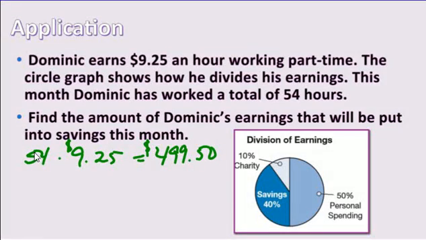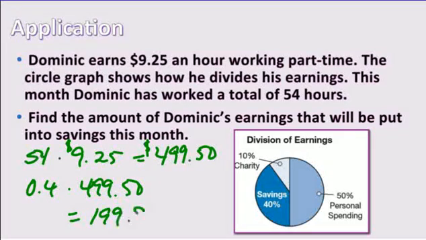So 40% of $499.50. So 0.4 times $499.50 gives us $199.80. That's how much he would put into his savings. So that is our lesson on finding percentages using proportions and using equations.